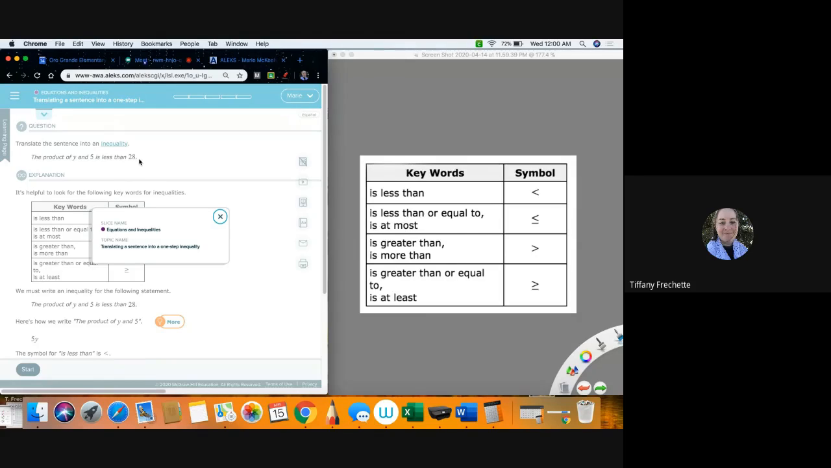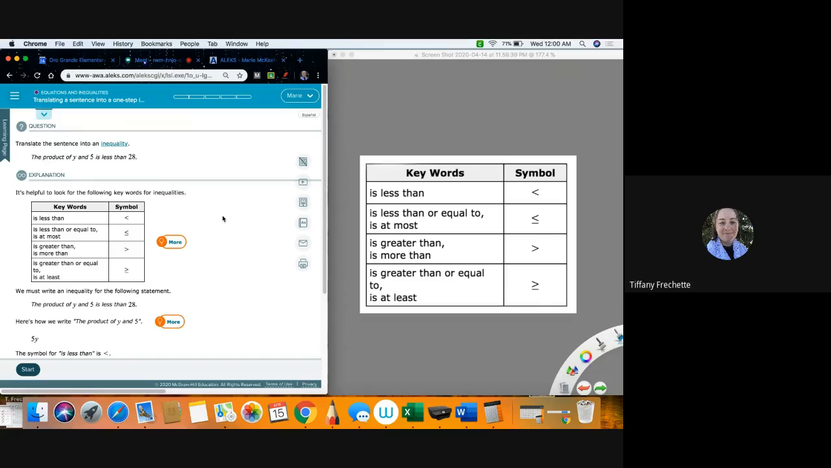Translating a sentence into a one-step inequality. All right, so just from that title, I can tell I'm going to be given a sentence, and I need to translate it into a one-step inequality. So inequality means I'm going to have less than or greater than. One step just means that it's either going to have addition, subtraction, multiplication, or division. So it's going to have one of those things because it's a one-step inequality.